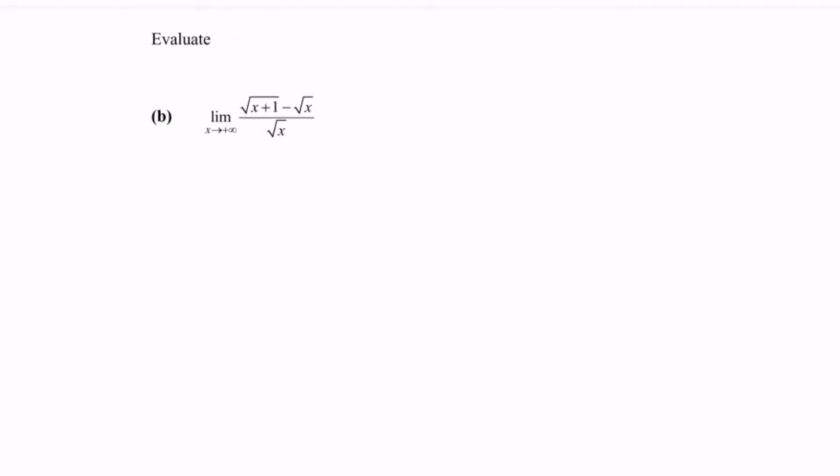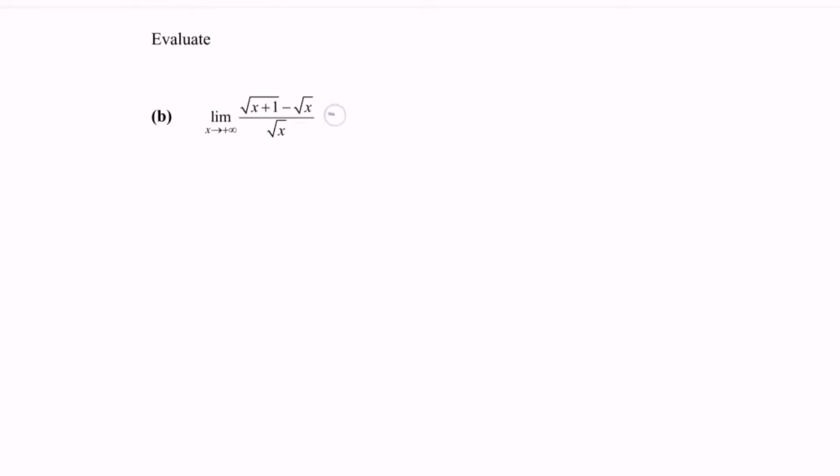Next, move on to the second part. Again, we have a limit. Evaluate for part b: the limit when x approaches positive infinity for the function square root of x plus 1 minus square root of x, over square root of x. My suggestion would be to kindly split the expression.